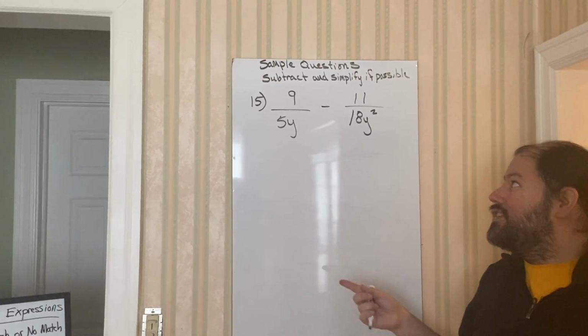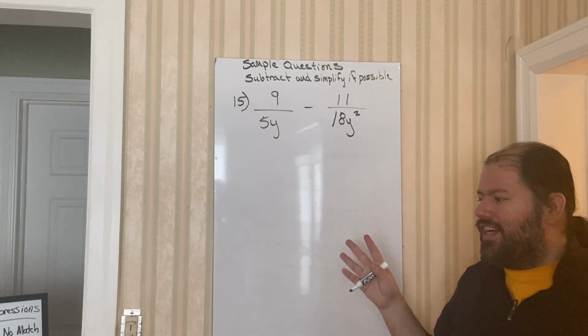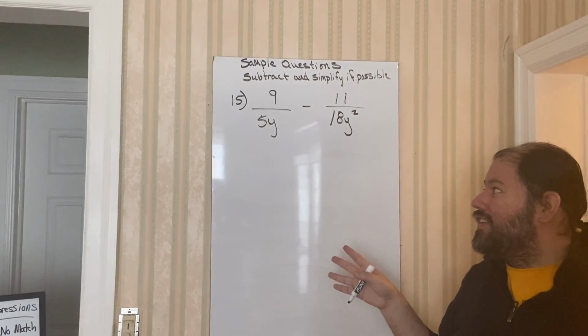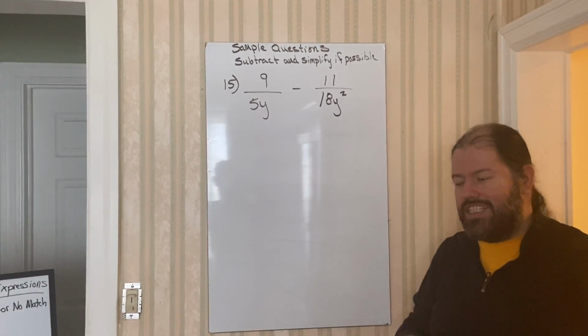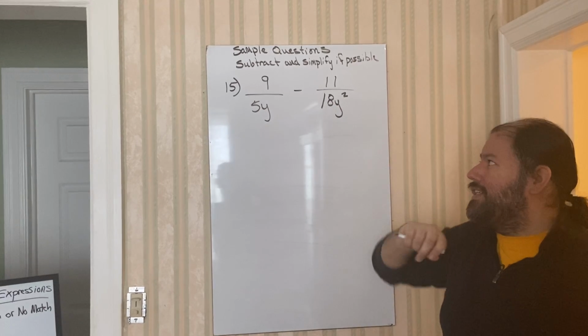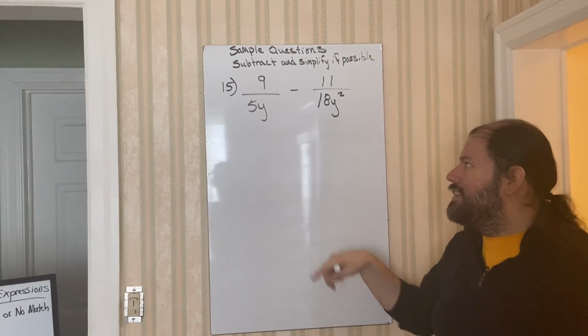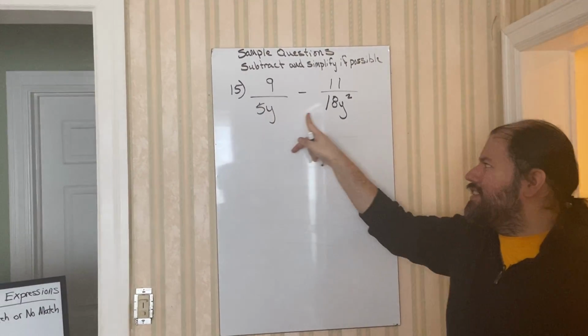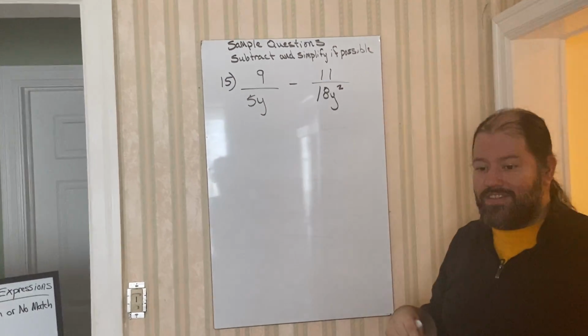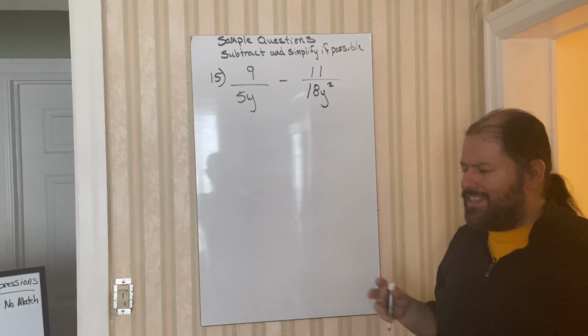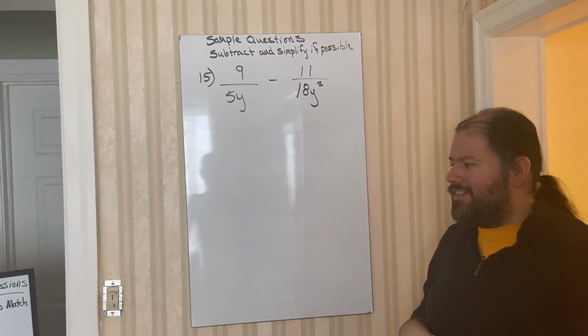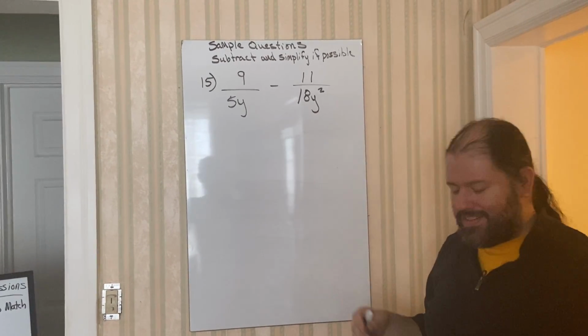Okay, so finally we got to our sample questions. We're going to have 3 sample questions where we look at the denominators and see that they do not match. Remember, if you see a minus sign, the first thing you've got to do is look at your denominators. The only way you can add or subtract is if these match exactly. This one doesn't, so we know we're going to have to go to step 2, find the LCD.